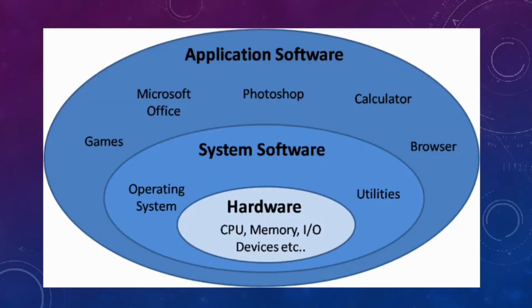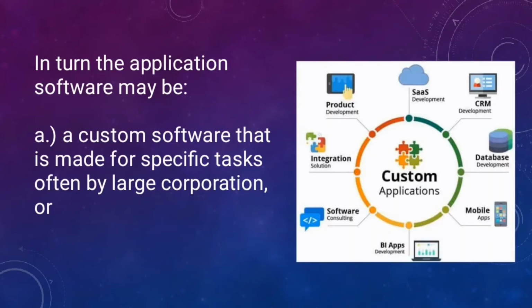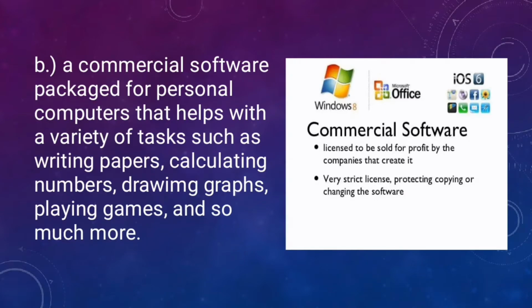In this, you'll see the system software is composed of the operating system and utilities. It is also composed of hardware, where you can find the CPU, memory, and devices. On the other hand, application softwares are those applications that are found outside the computer system. In turn, the application software may be A, a custom software that is made for specific tasks, often by large corporations, or B, a commercial software packaged for personal computers that helps with a variety of tasks, such as writing papers, calculating numbers, drawing graphs, playing games, and so much more.